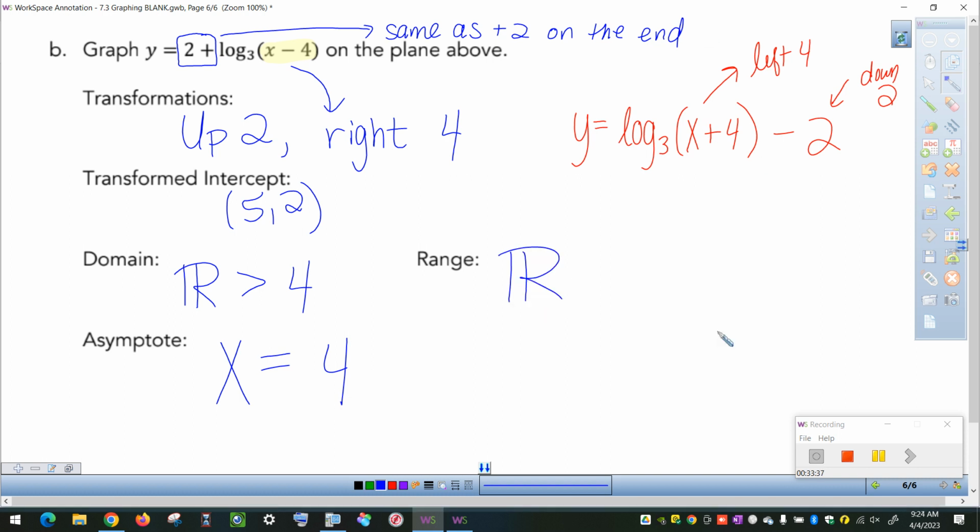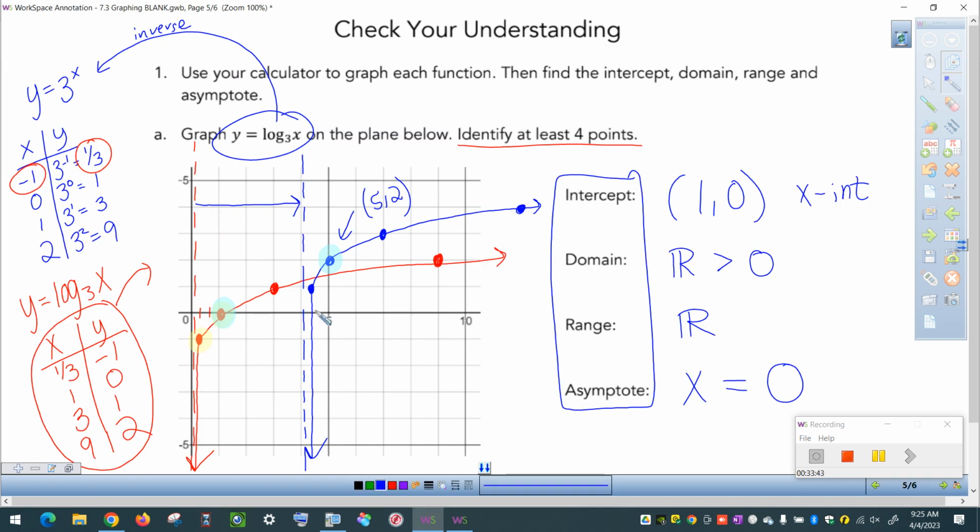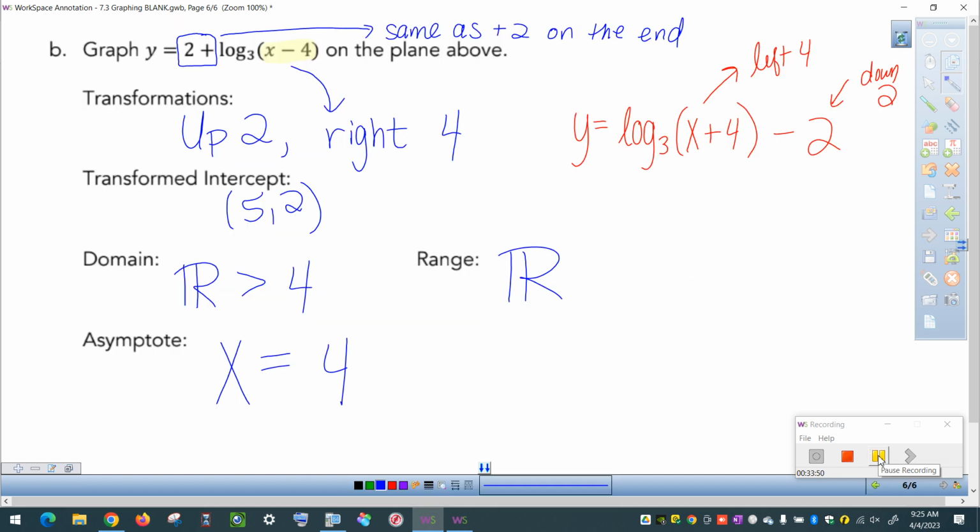The range has not changed. The range is still all real numbers. So seeing that again real quick on the graph, domain is now greater than 4. The asymptote is x equals 4. The range, however, does not change.